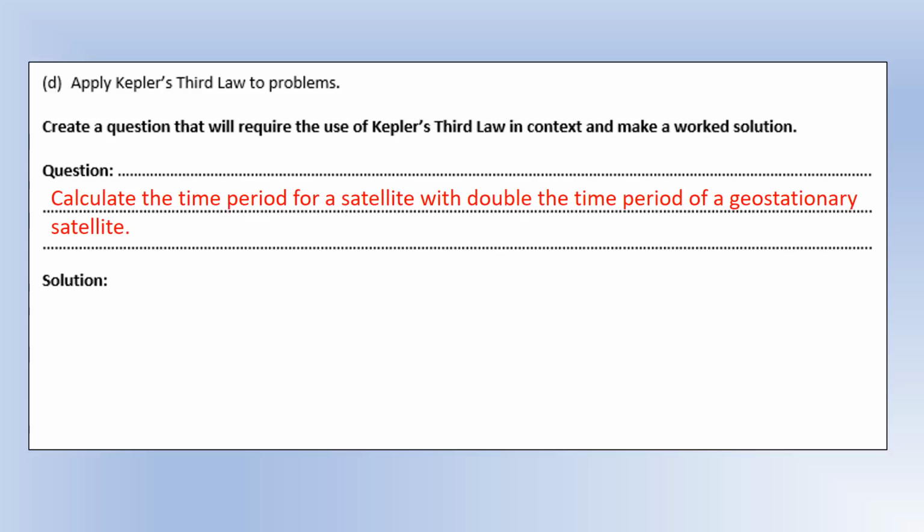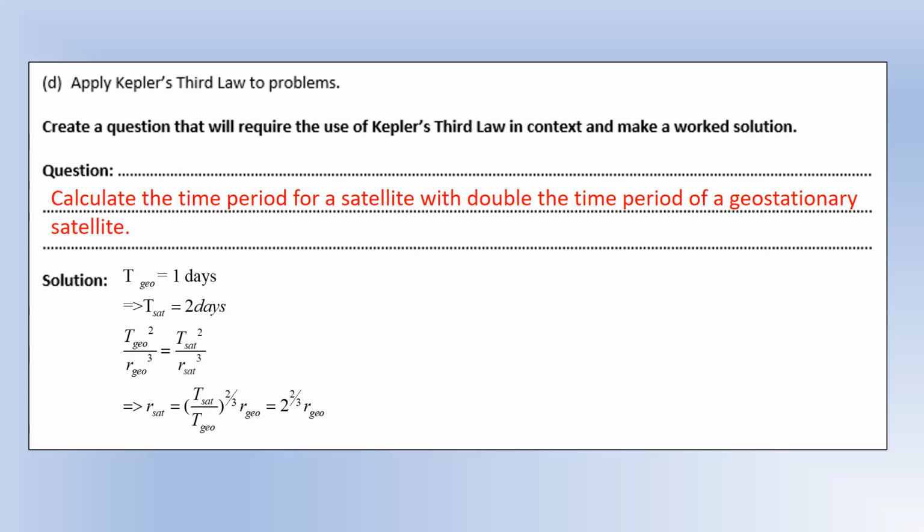Okay, so my example was calculating the time period of a satellite with double the time period of a geostationary satellite. So the first thing we're going to do is say, okay, well, a geostationary satellite has a time period of 1 day. So that must mean the satellite has a time period of 2 days. And so if we apply Kepler's third law, we get the expression that you can see there, which we can rearrange to make an expression for the radius of the satellite.